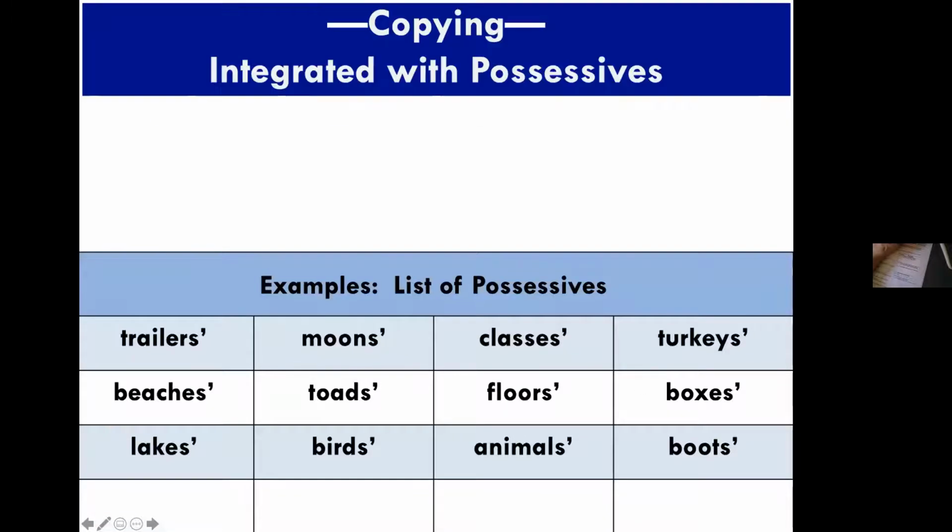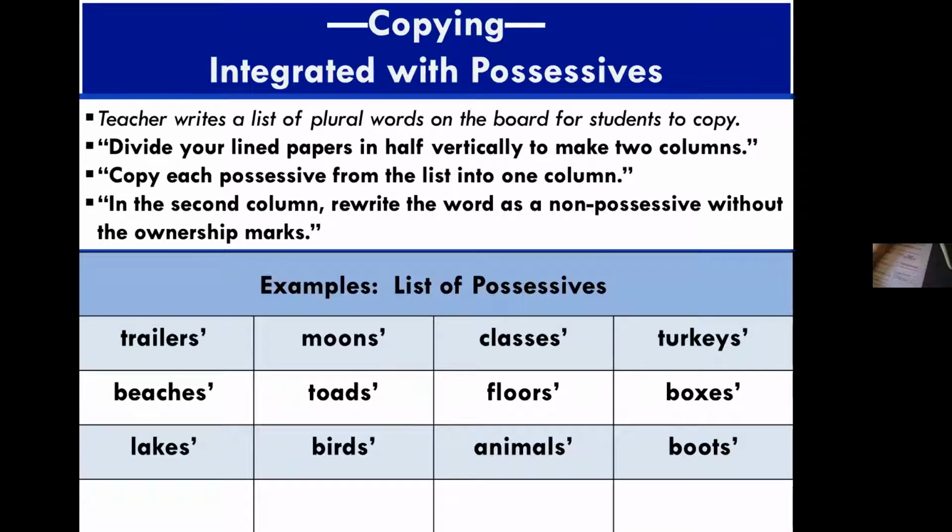And this is integrating copying with possessives. It could be that what you have read has one or two possessives, or you have students who are having trouble using possessives in their writing. And so you could choose words that aren't in a passage, or perhaps you choose words that were specifically ones that they needed to spell in their independent writing.